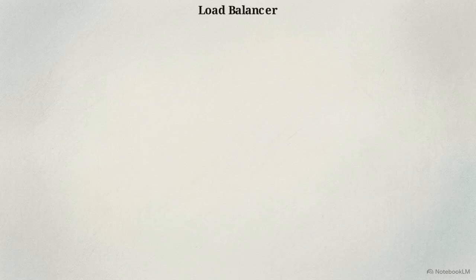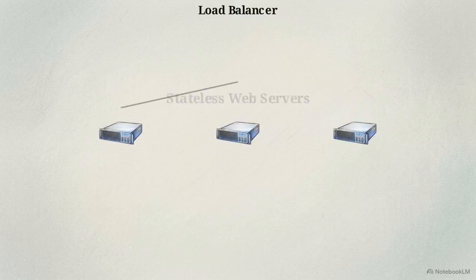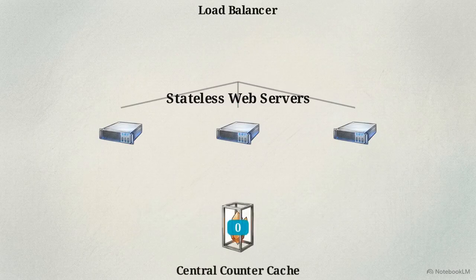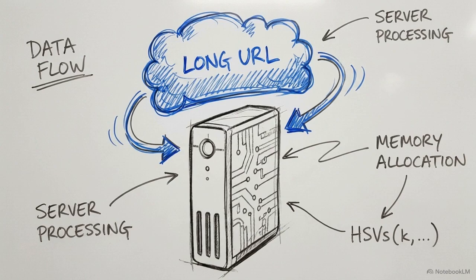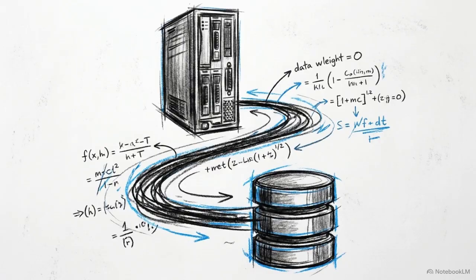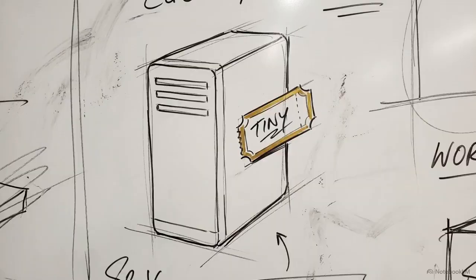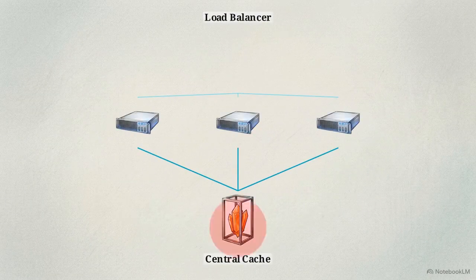The first step in handling massive traffic is basic horizontal scaling, placing a load balancer to distribute requests across stateless web servers. A naive implementation then points all servers to a central counter cache to assign the next base 62 ID. The flow seems logical. A server receives a URL, queries the central cache, and generates a short string. This central cache creates a single point of failure.